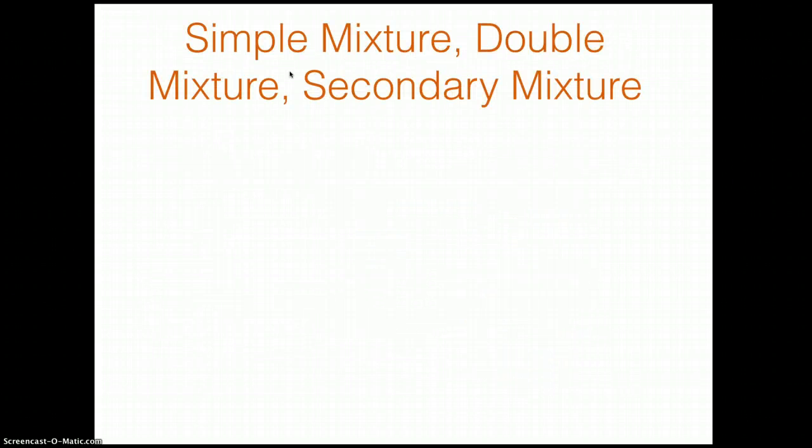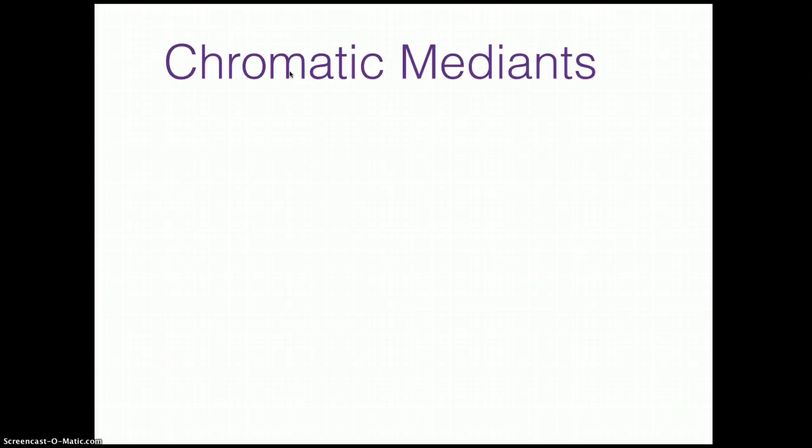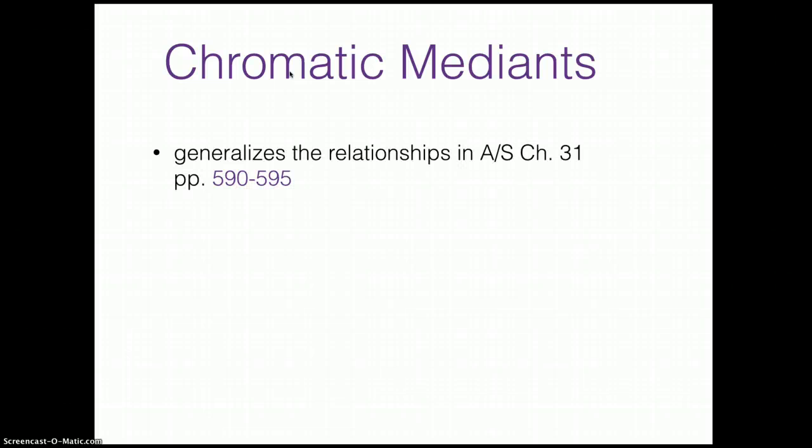In your book, at the beginning of this chapter, you'll find a discussion of simple mixture, double mixture, secondary mixture. Holy cow, how do we keep all of this straight? Good news, I have a way. It's to erase all of those really picky terms and to group these chords together under one banner, chromatic mediants. So what I'm going to talk about now generalizes the relationships in your chapter, pages 590 to 595.